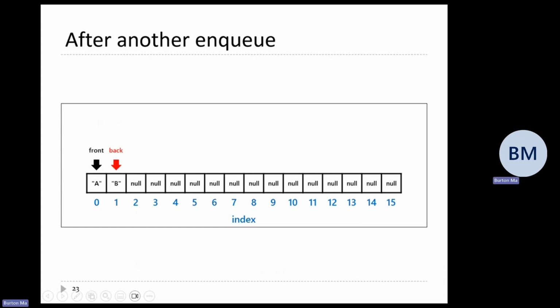Enqueue again. So back moves one position to the right. Set the element at back, increase the size of the queue by 1, so it's now 2. You do this again, again, and again. So we've done it 5 times now. And notice that back is to the right of front.